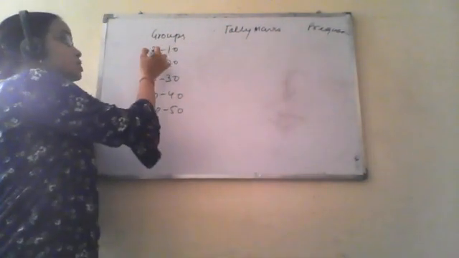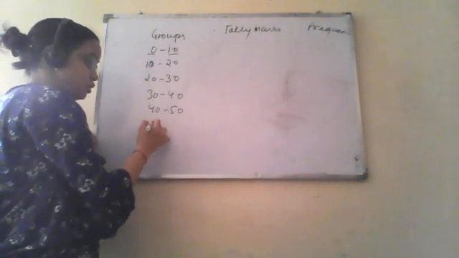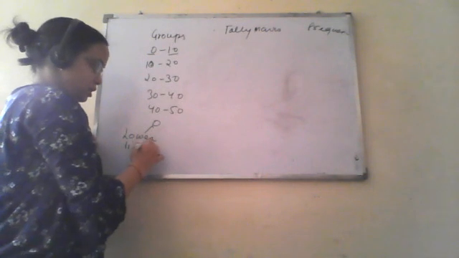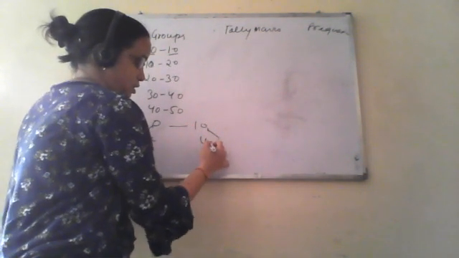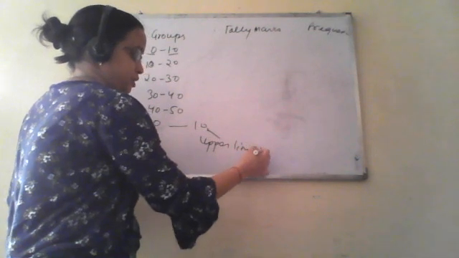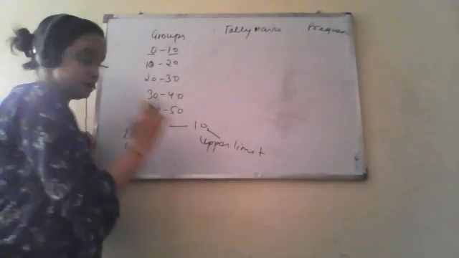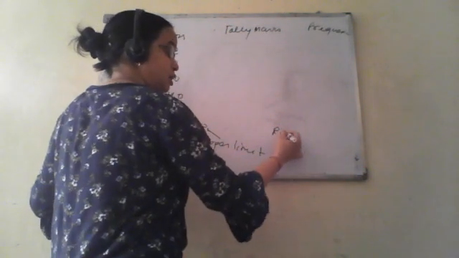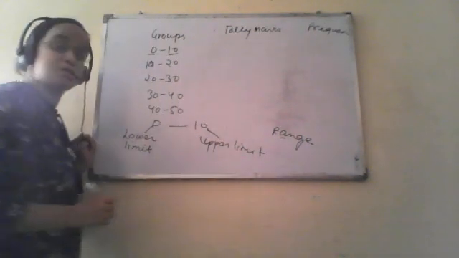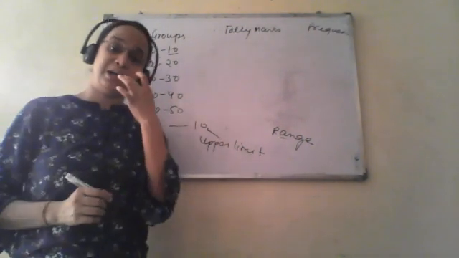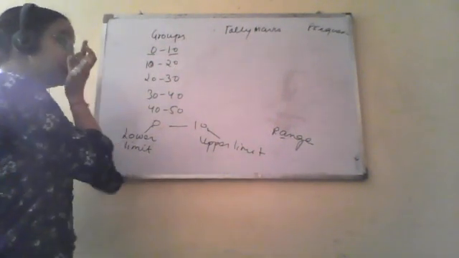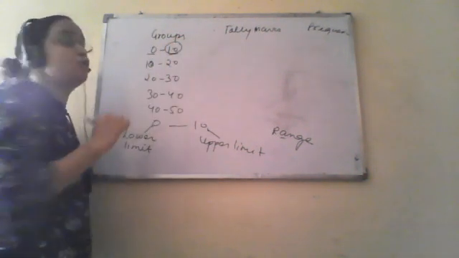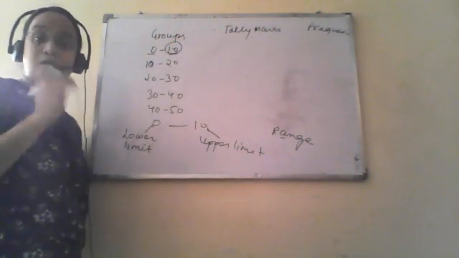One more thing, this 0 and this 10. So 0 is the lower limit of the range, and this 10 is the upper limit. Their difference, that is upper limit minus lower limit, we call it the range. Now one thing is, when we are plotting a range like 0 to 10, this 10 is not included in this. This upper limit is not included.